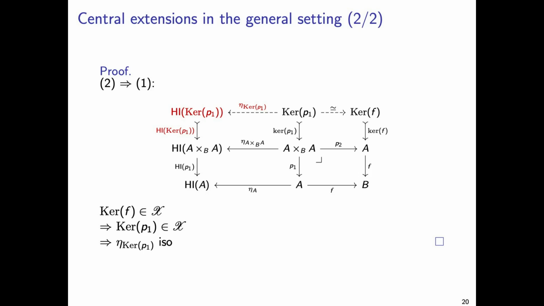On the other hand, here the induced morphism between the kernel of P1 and the kernel of F is by construction an isomorphism. And now, because we assume that the kernel of F is in X, this implies that also the kernel of P1 is in X, but this exactly means that the induced morphism on kernels of P1 is an iso, and this is what we wanted to show.